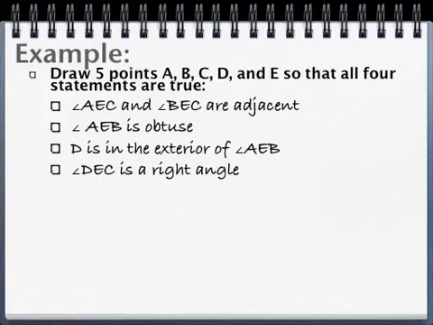The next example asks us to draw 5 points, A, B, C, D, and E, so that all 4 statements are true. The 4 statements are: angle AEC and angle BEC are adjacent, angle AEB is obtuse, D is in the exterior of angle AEB, and angle DEC is a right angle.